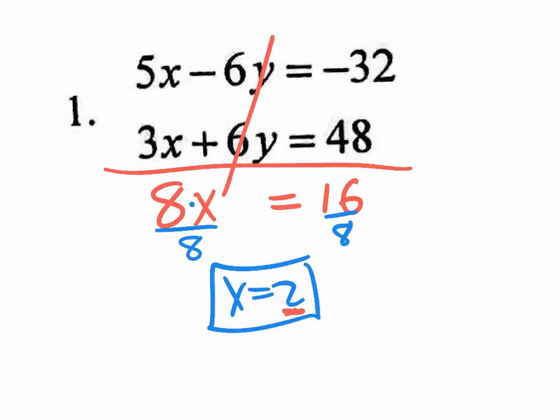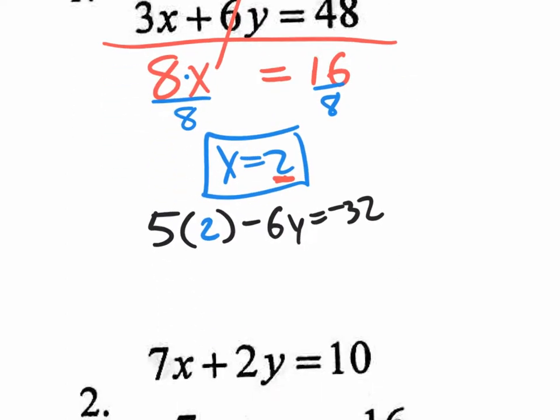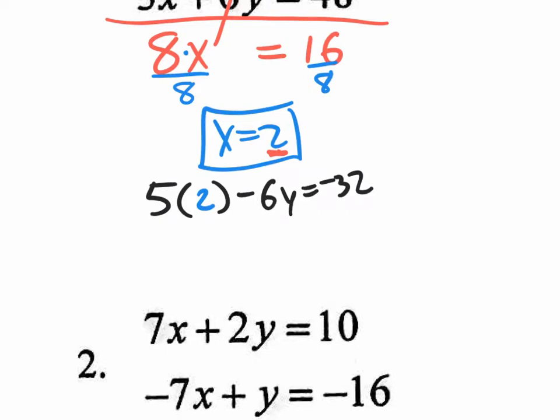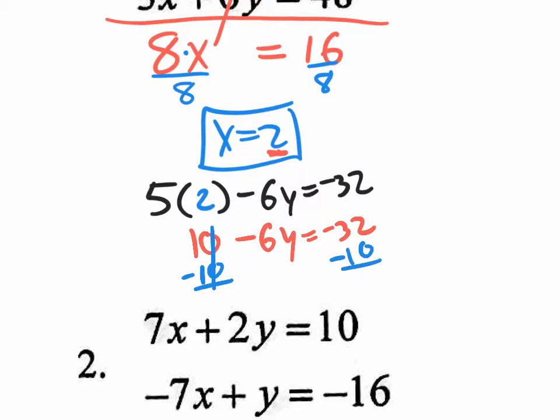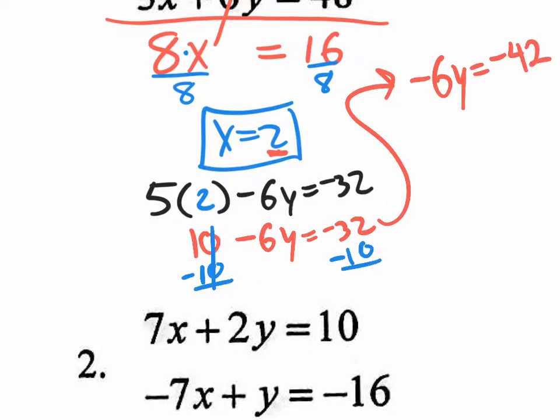You could go bottom if you want, but I'll go with the top. 5 times 2 minus 6y equals negative 32. So now I'm able to solve this. 5 times 2 is 10, minus 6y equals negative 32. I could get rid of the 10 by doing the opposite of 10: minus 10. We're going to have a new equation that reads negative 6y equals negative 42.